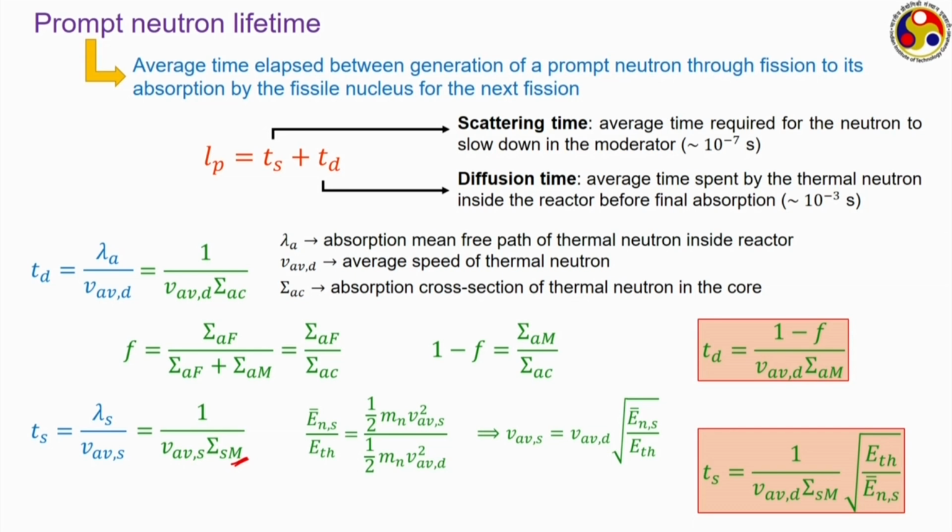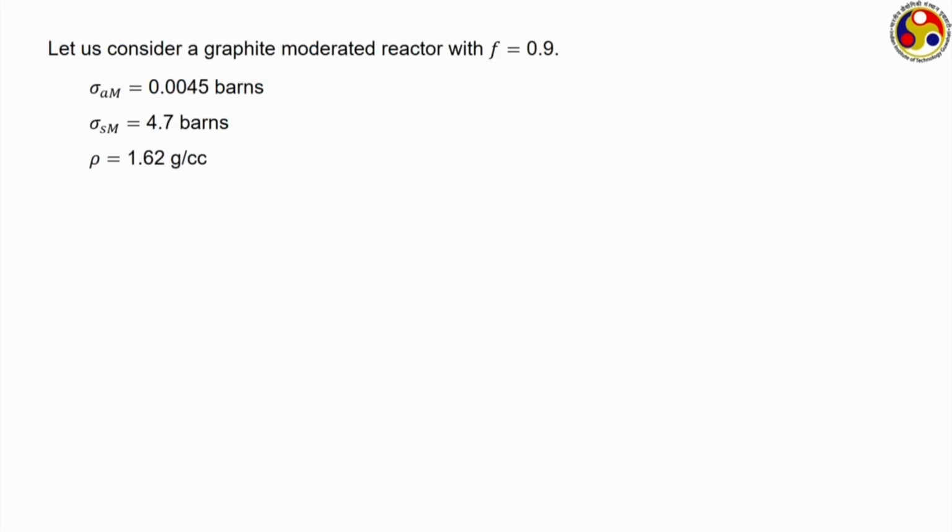So, now we have derived both the expressions for the diffusion time and scattering time, and let us add them together to get the prompt neutron lifetime. Let us take the example of a graphite moderated reactor where the utilization factor is 0.9. For graphite, we know the microscopic absorption and scattering cross sections and also the density.